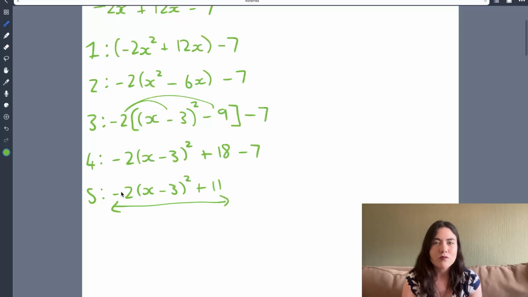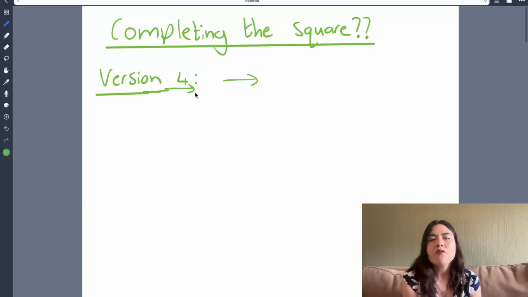Let's move on to version 4, the outlier. Now, version 4 is a strange version because we're not actually completing the square. Let me show you why.